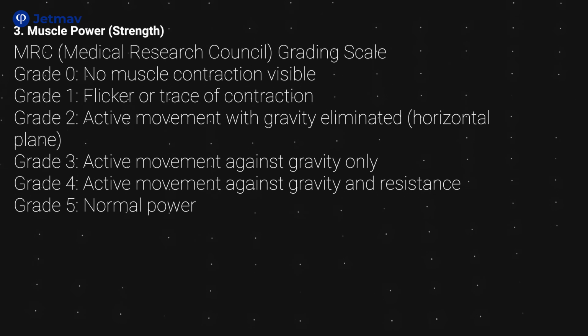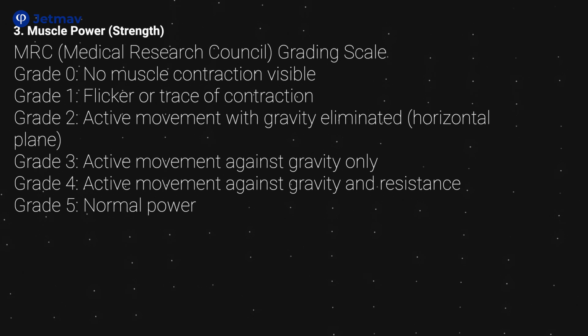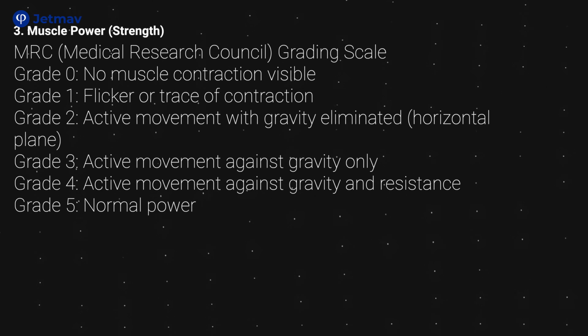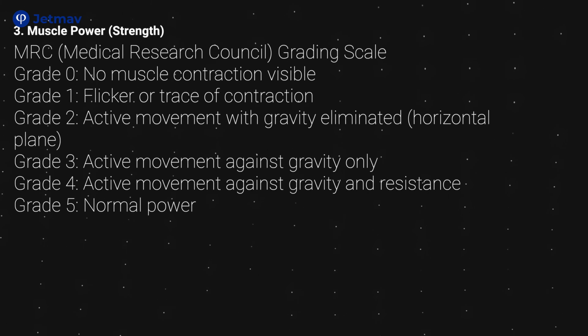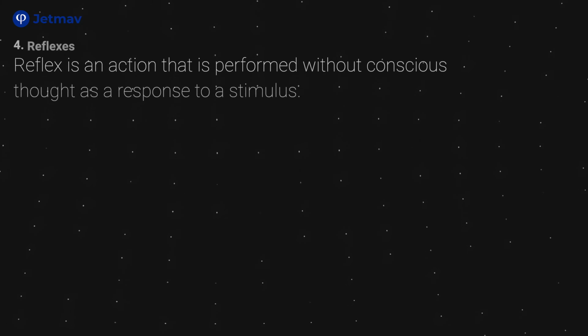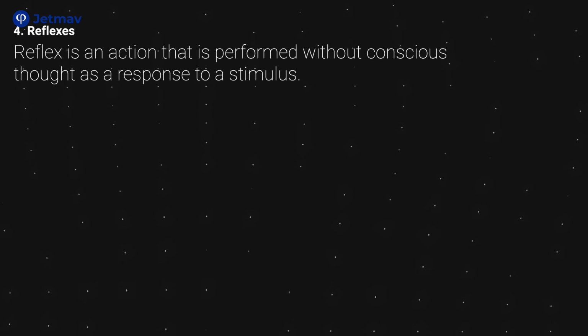Grade 2 means that there's active movement where there's no gravity. That is movement of muscle when there's no gravity on the horizontal plane. Then grade 3 means that there's movement against gravity only. Grade 4 is movement against gravity and resistance, whereas grade 5 is normal power. That's that for power. Then for reflexes, a reflex is the action performed without conscious thought as a response to a stimulus.